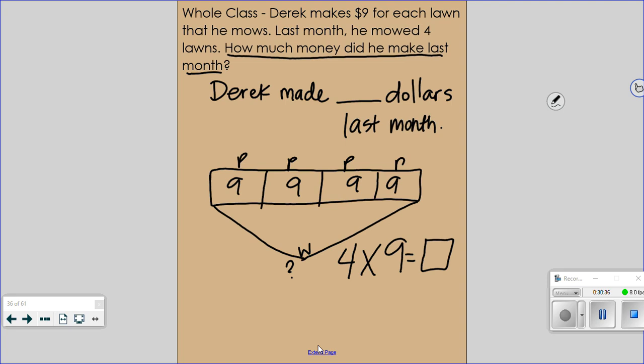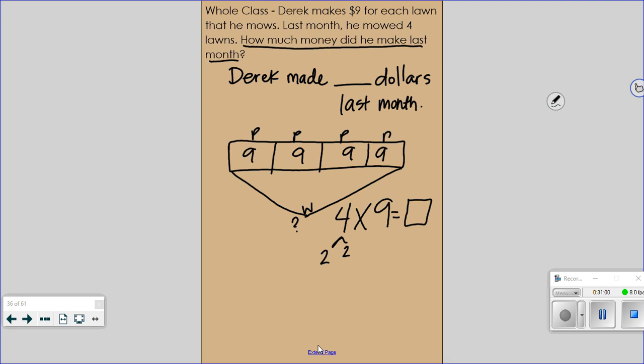Easton, we got 4 times 9. Do you want to break apart the 4? Or do you want to use your 10s to solve your 9? We could break apart 4. I love that. What am I going to break apart 4 into? Well, you know what's easy for me? 2's. So I'm going to break apart my 4 into 2 and 2. That means one part of it is 2 times 9. And then my other part is another 2 times 9.